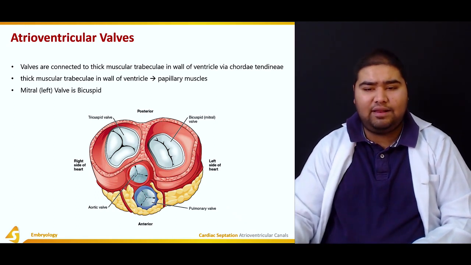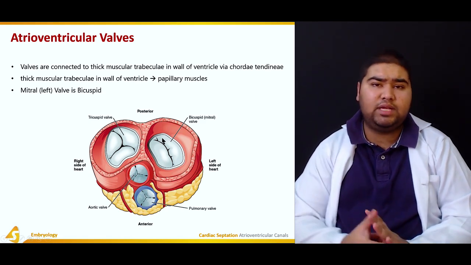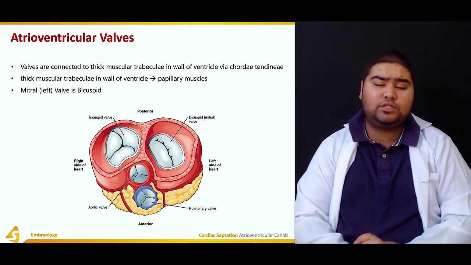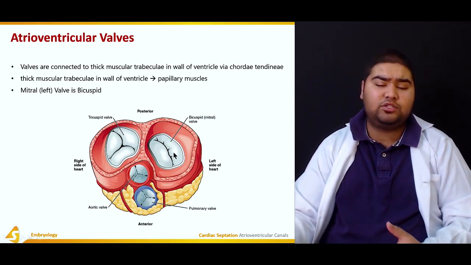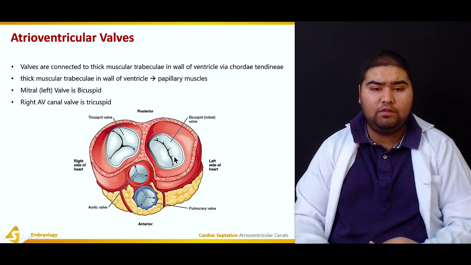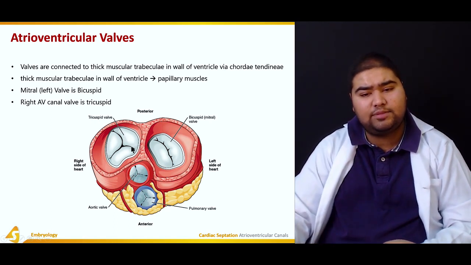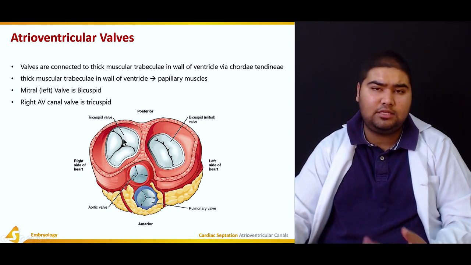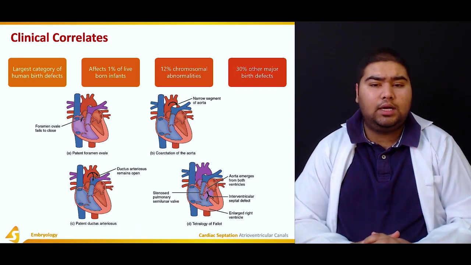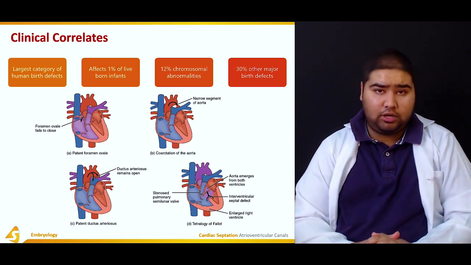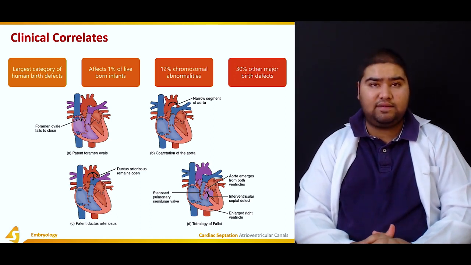So the mitral valve is bicuspid. Bi means two, cuspid means cusps. So it has two cusps or two parts, so it is known as a bicuspid valve. The right AV canal has a tricuspid valve, that is, it has three cusps, hence the name tricuspid valve. So, heart anomalies, let's talk about those. These are the largest category of human birth defects.